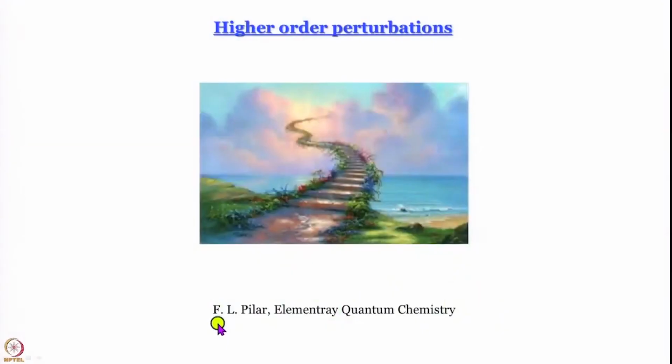There is another issue that deserves a little more attention at this time. So what we will do today is that now that we are familiar with the language of quantum chemistry, we will try to see whether we understand the way this treatment is there in a little more difficult but definitely much more detailed book by F.L. Pilar, Elementary Quantum Chemistry. And we will see what happens when we go higher up the ladder and try to do higher order perturbations.